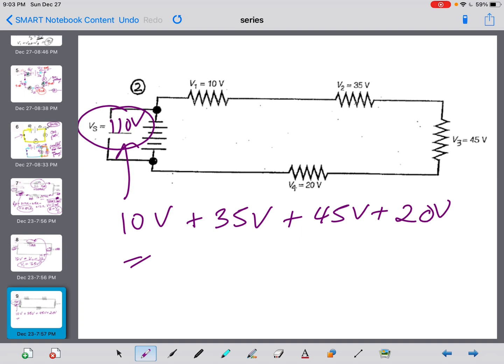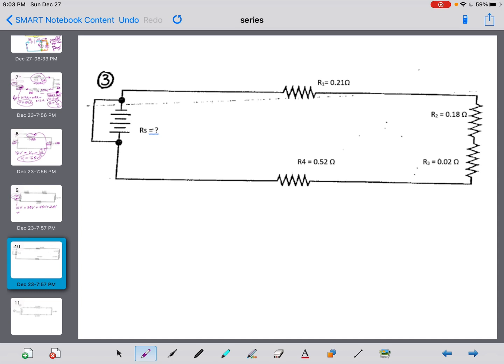So remember, you're not doing significant digits when you are doing these circuit diagrams where you're missing values, okay? Your answers are going to be too off. Only when you're doing graph problems. Okay. All right, here's your next one.